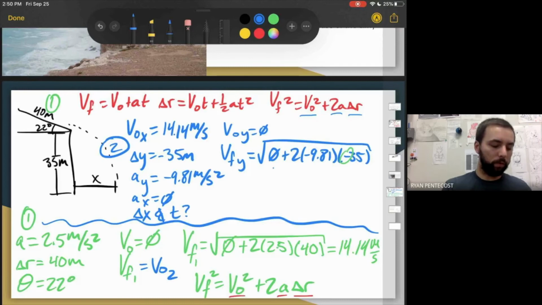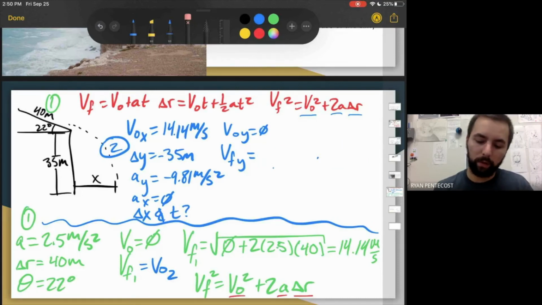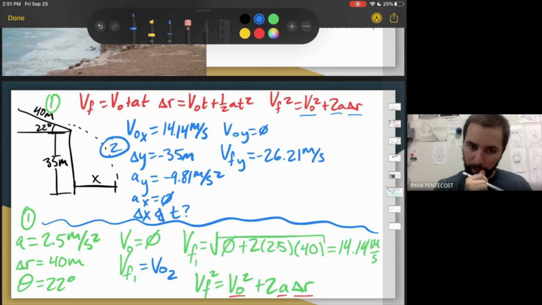We have the square root of 2 times 9.81 times 35. I've got 26.21 to keep that consistent. Okay, so 26.21 is our V final in the Y. Negative 26.21 meters per second. Now remember, every square root, right, has a plus or minus in the front. So you, as the mathematician, as the physics expert on the problem, you get to determine if that's going to be positive or negative. Okay? So here it has to be negative because it is falling downward. Okay? So we've got v final. So what we're looking for is delta x and t. Let's find t using the y part, and then we will plug that in over on the x side.